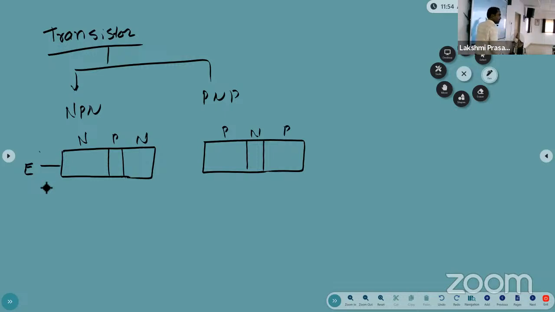Next, this one is the base terminal, and which one is the lightly doped? This is the more heavily doped region.